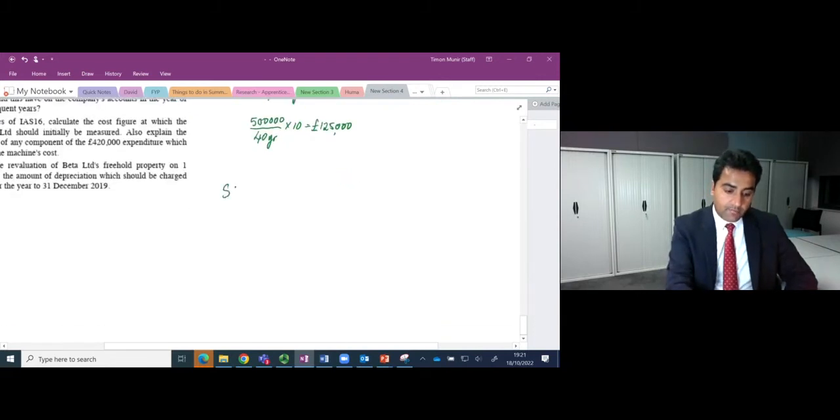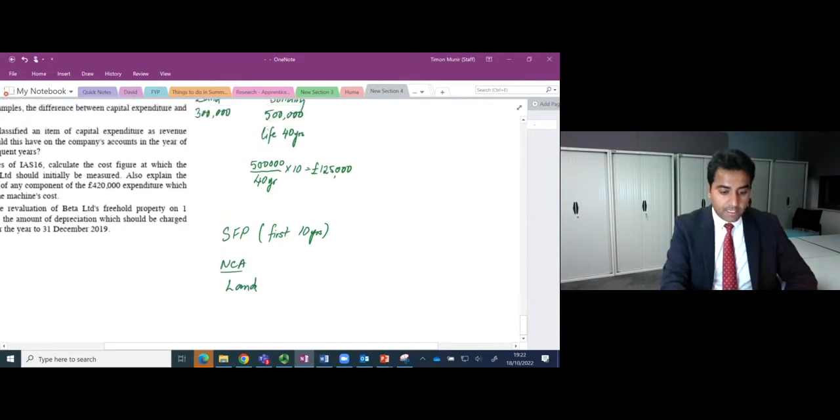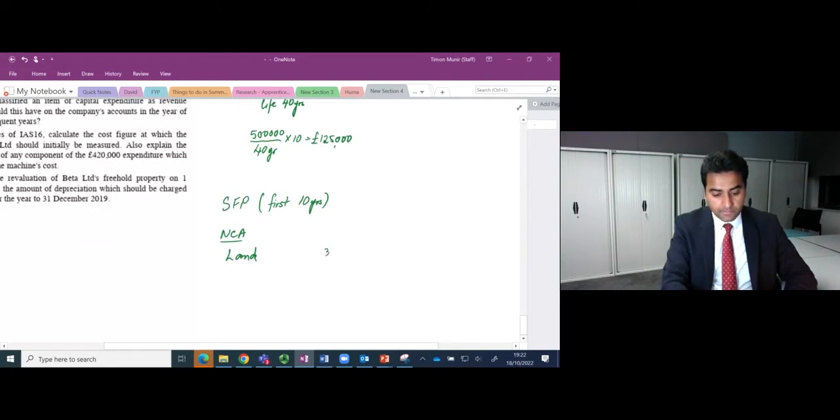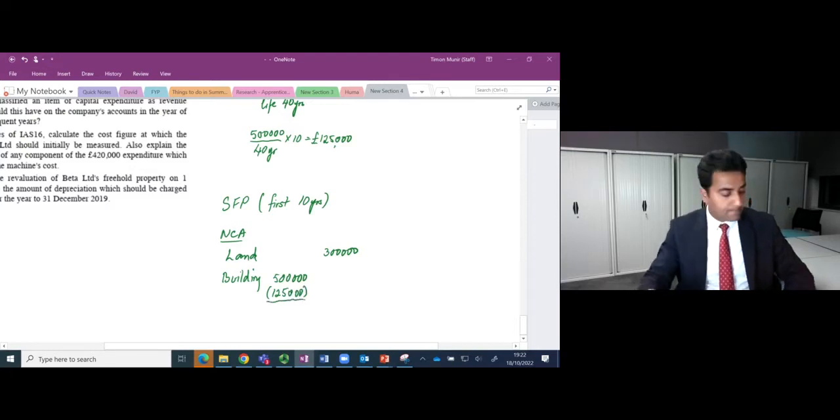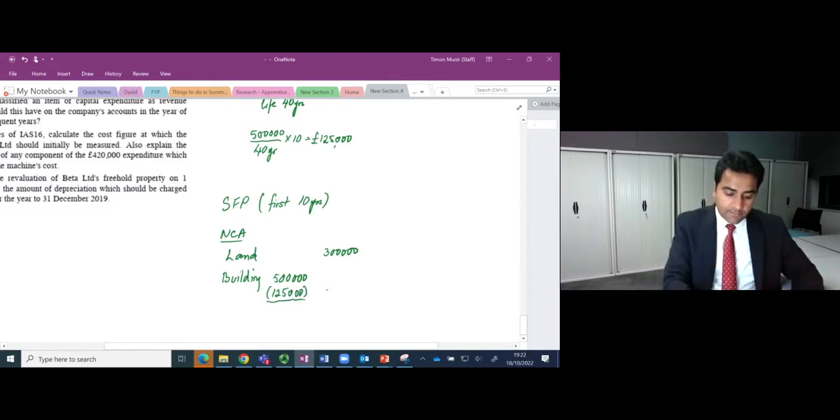So in my statement of financial position, for the first 10 years, non-current asset land will be valued at 300,000, and the building, which is 500,000, will take away 125,000. 375,000.